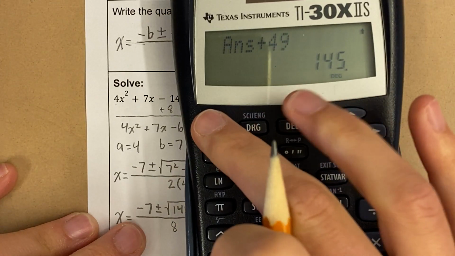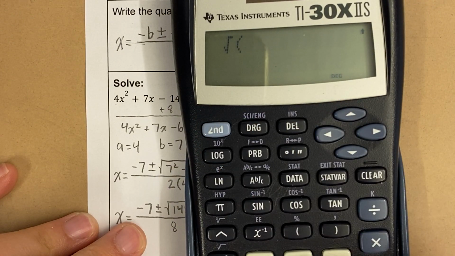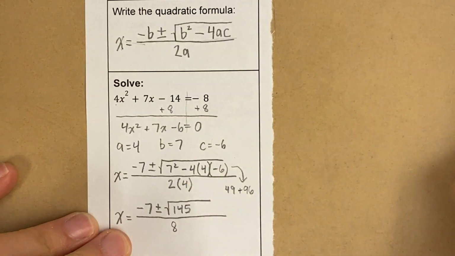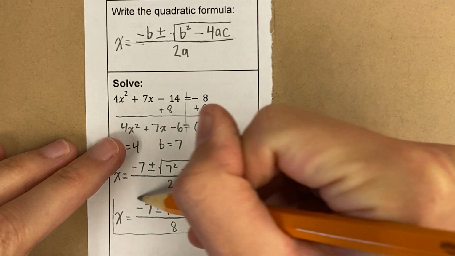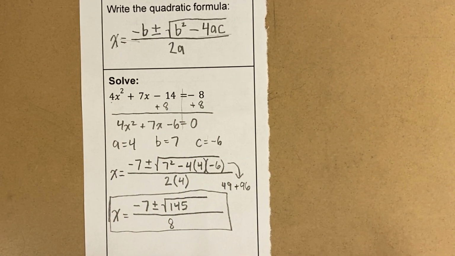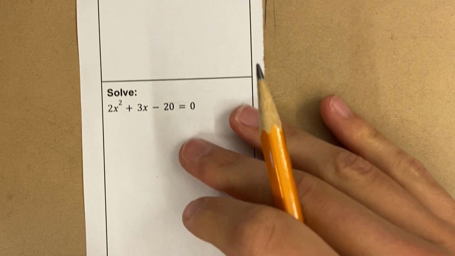I'm going to put the square root of 145 in my calculator. I get a decimal. I am done. We do not deal with messy decimals like that. That is for sure. Okay, we're done. Let's take a look at the next one.